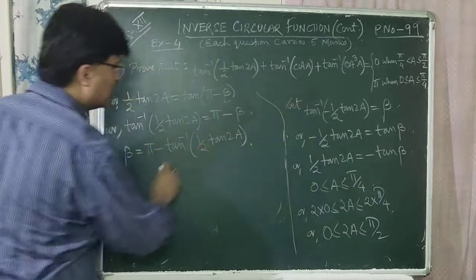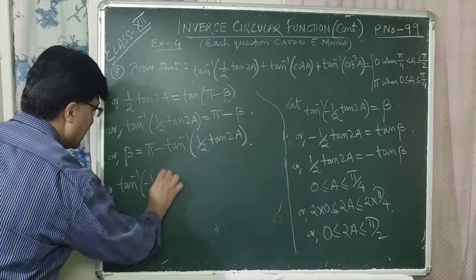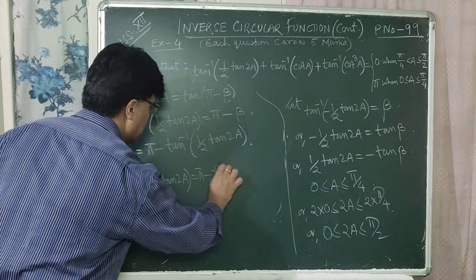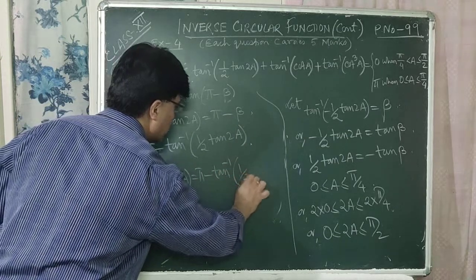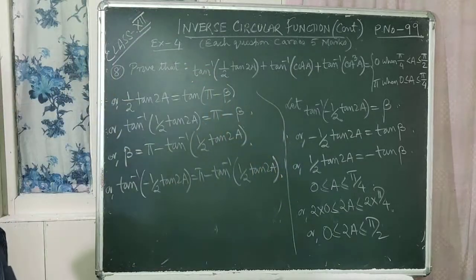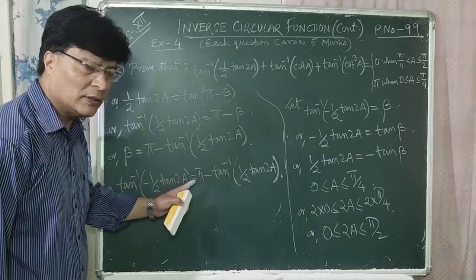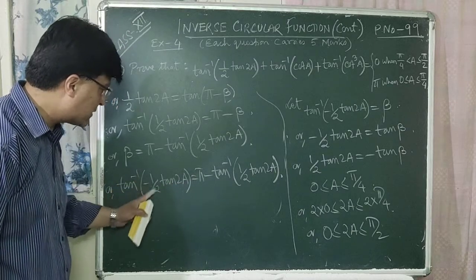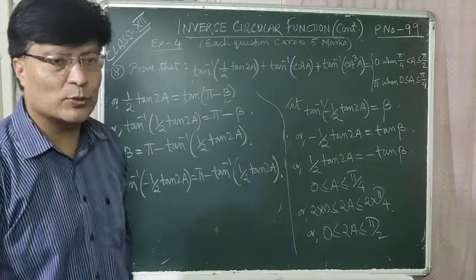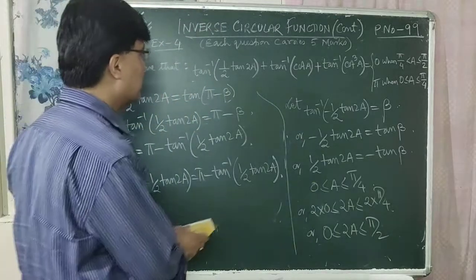Let us put the value for beta here. What is the value for beta in this case? Tan inverse minus half tan 2a is equal to pi minus tan inverse within bracket half tan 2a. Is that clear now? So instead of tan inverse minus half tan 2a, you should write pi minus tan inverse within bracket half tan 2a. Clear?